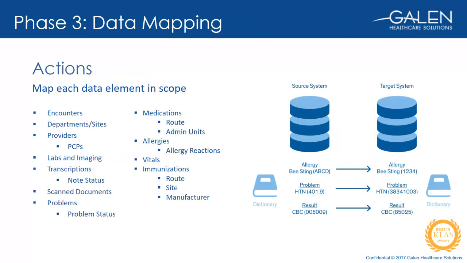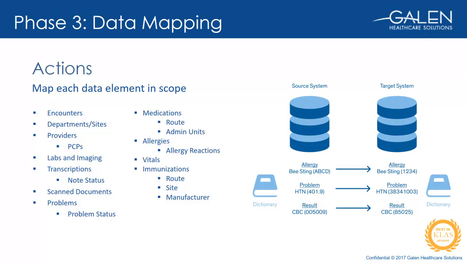Okay, let's take a look at phase 3, data mapping. In order to migrate data from one EMR to another, the data will need to be matched up between systems. While we typically look to automate mapping as much as possible through industry standard codifications such as NDC, RxNorm, and SNOMED, each system may have its own individual codes and descriptions for the data elements. So in those cases, manual mapping will need to take place.